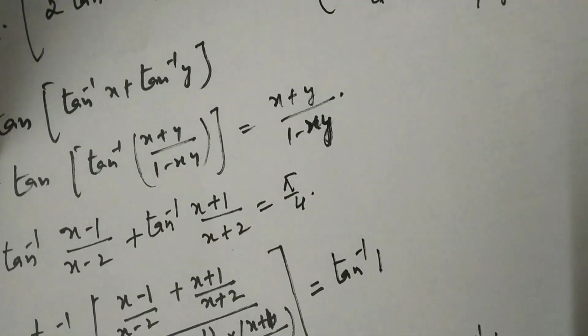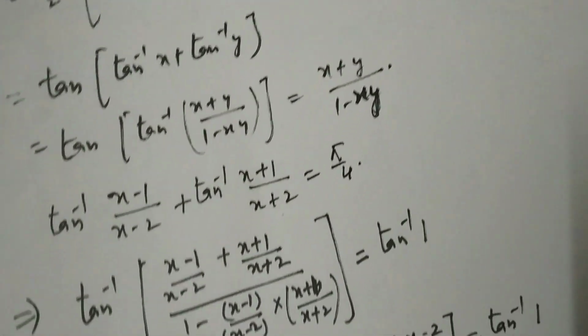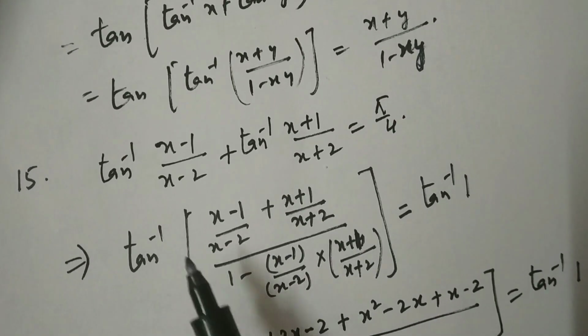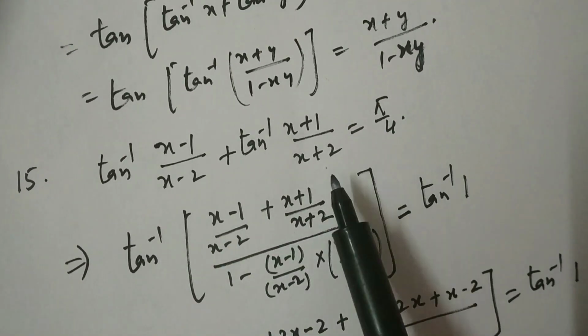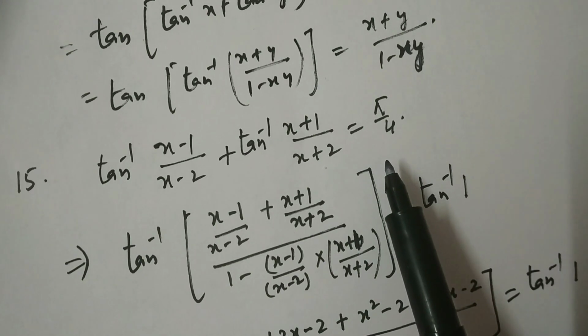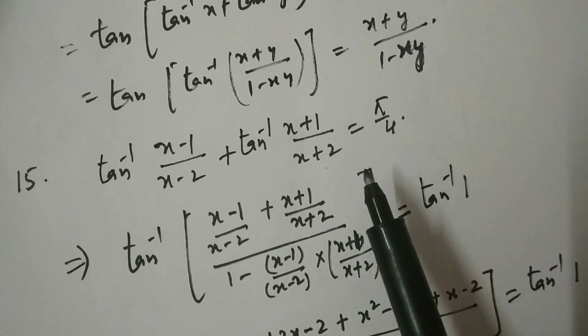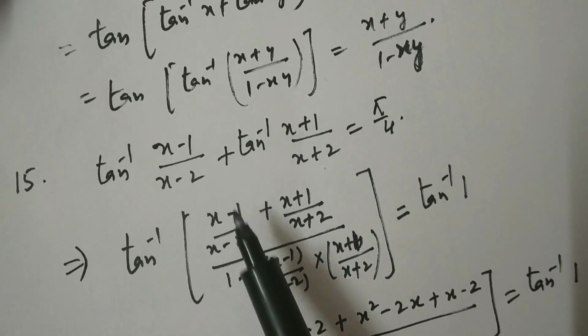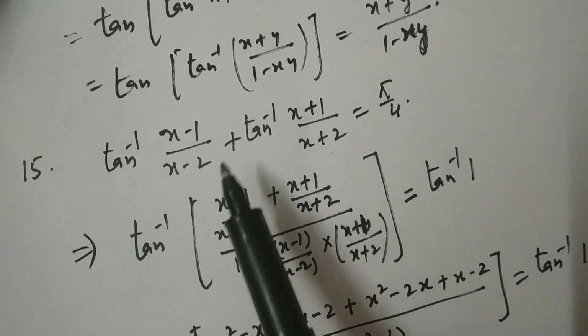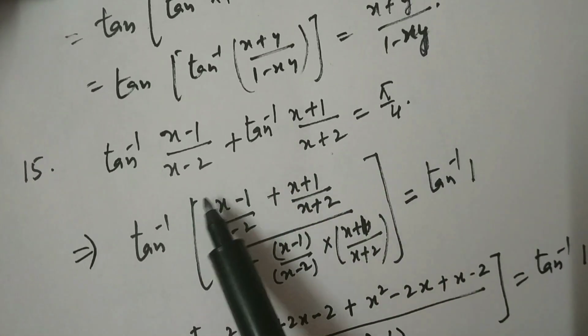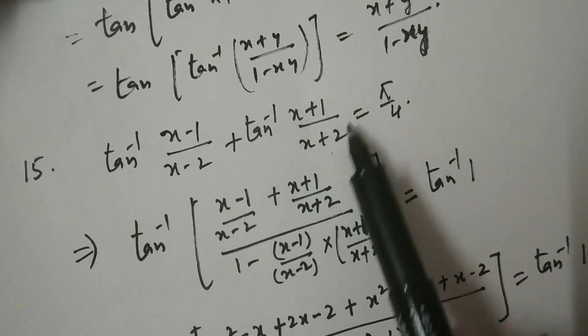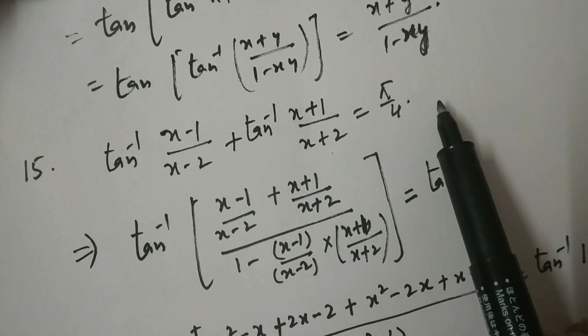Another kind of question is find the value of x. I have taken this kind of question as question number 15. Here you need to find the value of x. The equation is given, and from that you have to evaluate x. So this is tan inverse x minus 1 upon x minus 2 plus tan inverse x plus 1 upon x plus 2 equal to pi by 4.